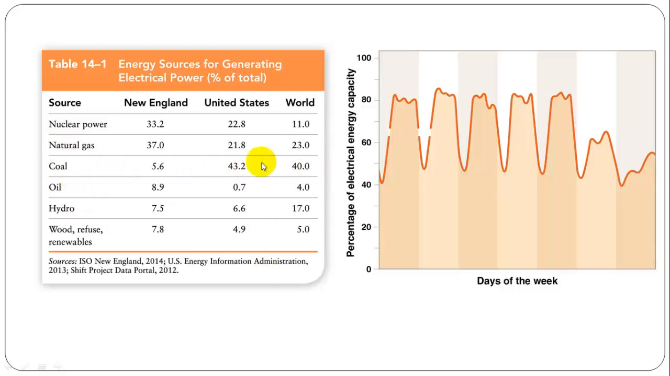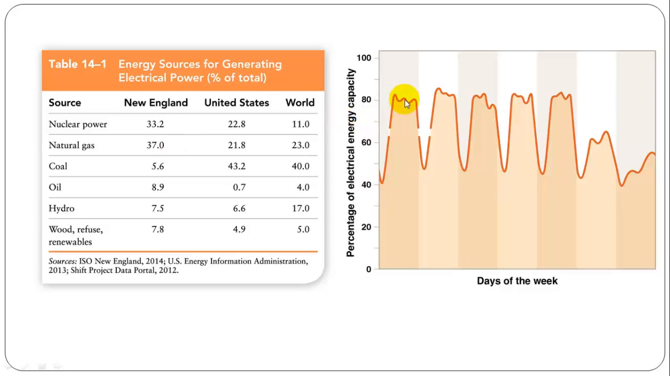Oil and natural gas make up about 60% of the U.S. and about 65% of the world. Now, throughout the day, this shows the cycle of energy use throughout the days of the week and throughout individual days. And this is something you have to consider when talking about energy use.